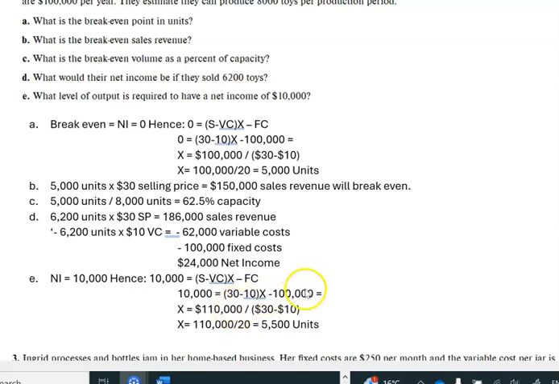So we're going to move the 100,000 to the other side and then divide it by the 30 minus 10. So that would leave us with x equals 110,000 divided by 20, which gives us 5,500 units, and that's how many units we'd have to sell, or how many toys we'd have to sell if we want a net income of $10,000.